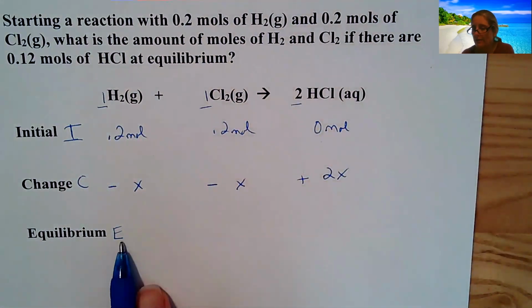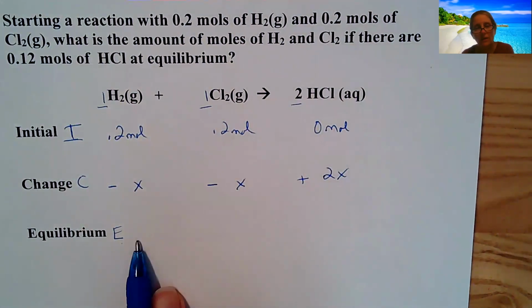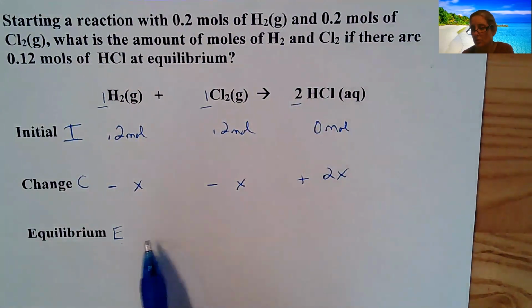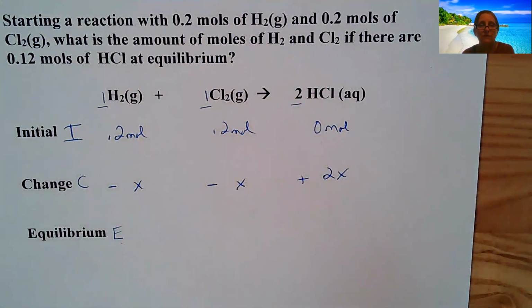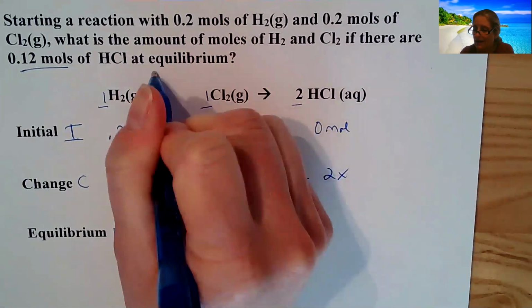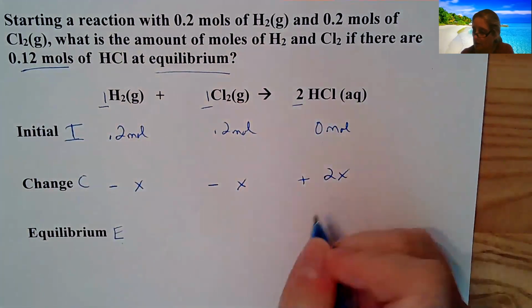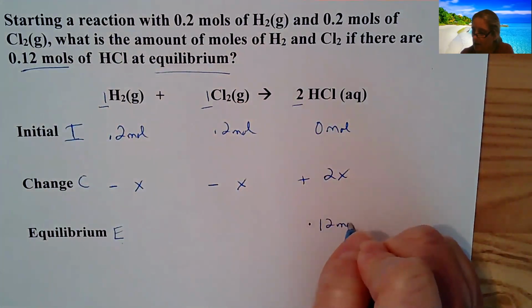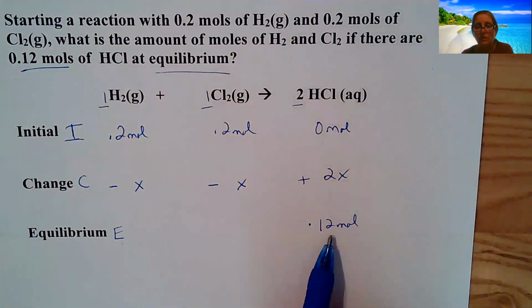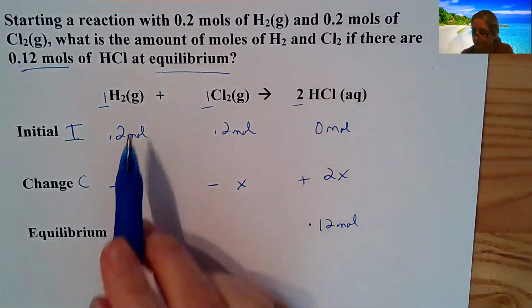And finally, you have reached equilibrium. Okay, so there's going to be something here in each one of these blocks. So it's not like stoichiometry where something goes to 0. That's different. Okay, now in this problem, I was given something at equilibrium. I was given hydrochloric acid is 0.12 moles of it. So I know that this is the quantity here at equilibrium. Okay, so I need to find what these are going to be.